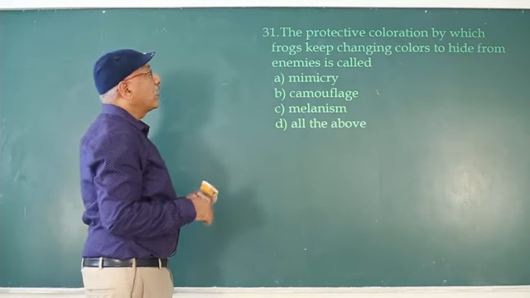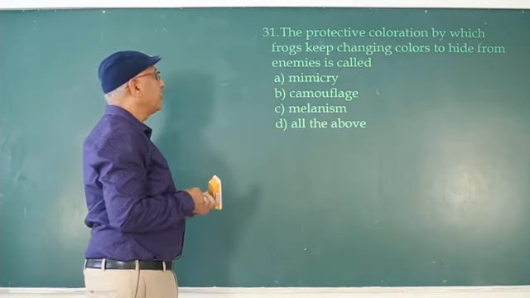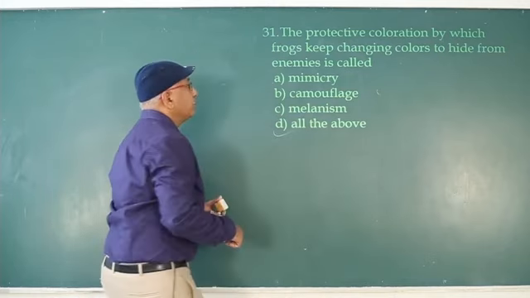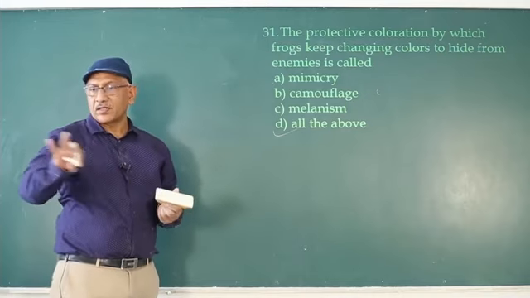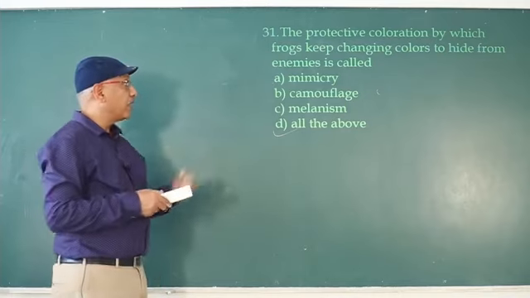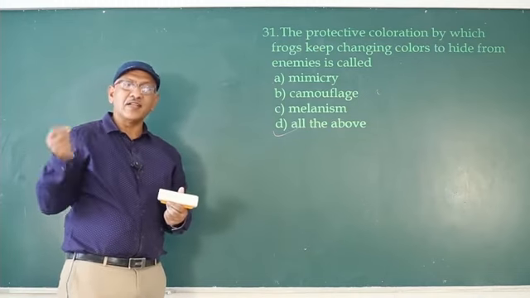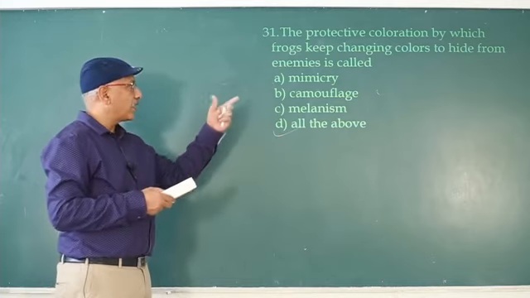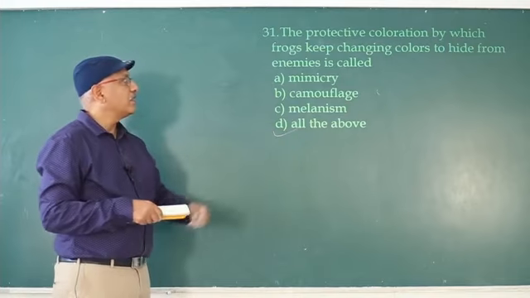The protective coloration by which frogs keep changing color to hide from enemies is called: all the above. Mimicry: here the frog imitates the surrounding background. Camouflage is also the same. If the organism changes its color depending upon the background to escape from the predator, that is camouflage. Melanism, pigmentation. So the answer is all the above.